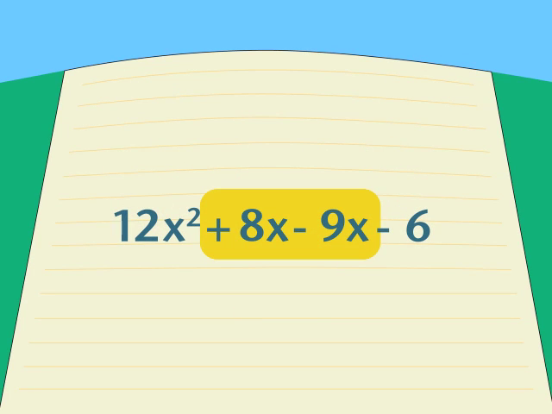8x minus 9x is minus x. And we've done our split. We've broken our middle term into two terms without changing its value. Let me pause here to point out a couple of things.